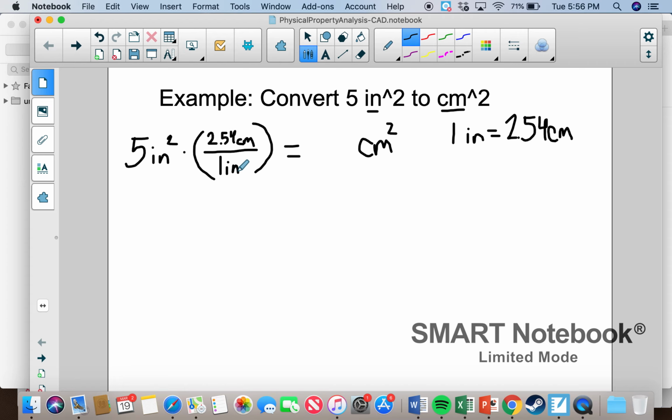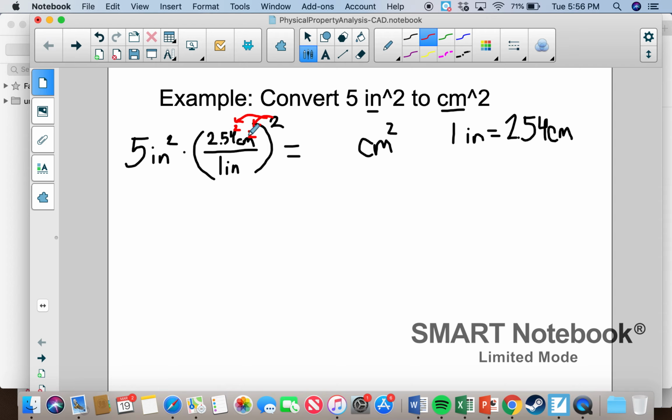Now I finally have to deal with the fact that this is inches squared and this is inches, so they can't cancel out directly right now. What I have to do is raise this whole conversion factor that I just created to the power of 2. I can raise this whole fraction to the power of 2, and all I have to do then is distribute this exponent to everything within this conversion factor. So I distribute it to unit and number alike.